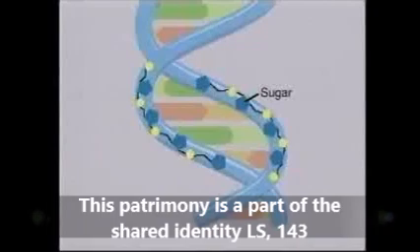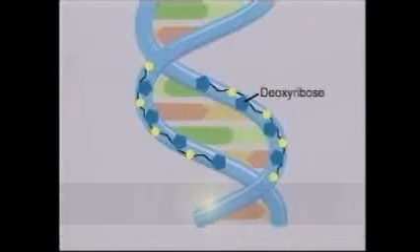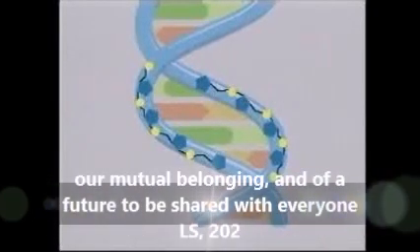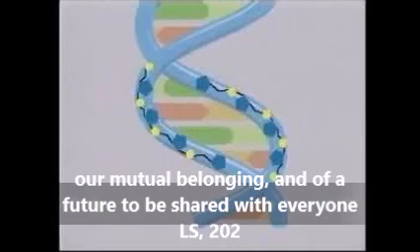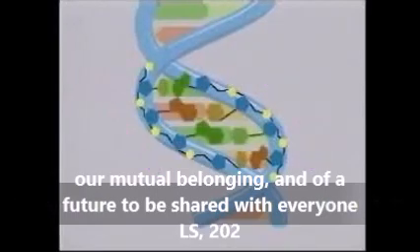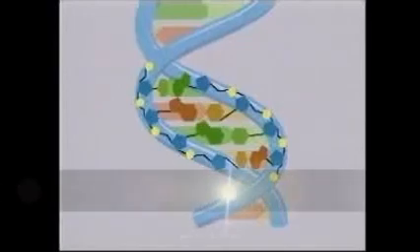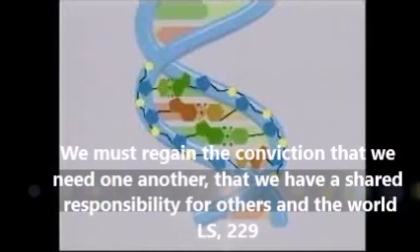The sugar in the DNA backbone is called deoxyribose. The two backbones in a DNA molecule face in opposite directions. Pairs of bases form the rungs of the DNA ladder. Hydrogen bonds hold the base pairs together.